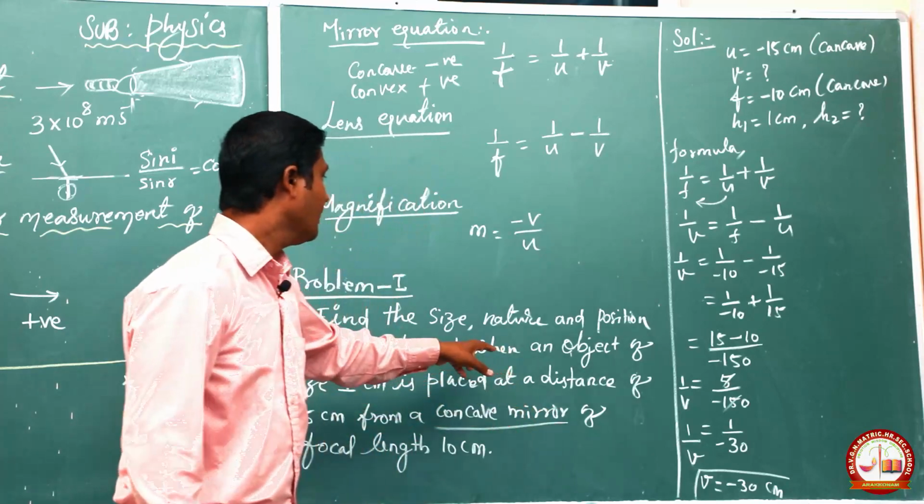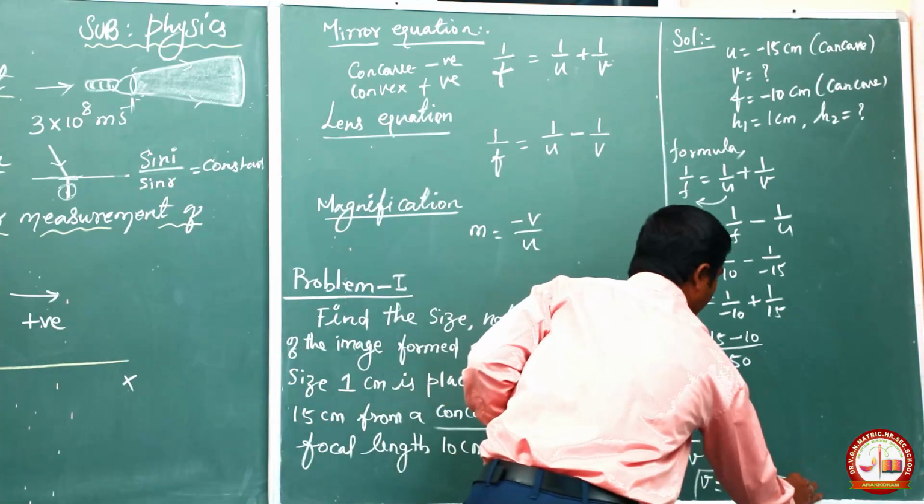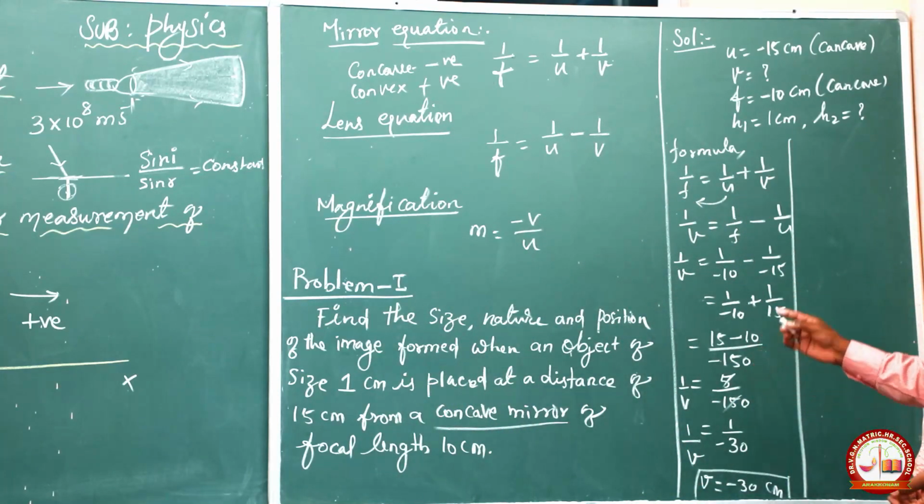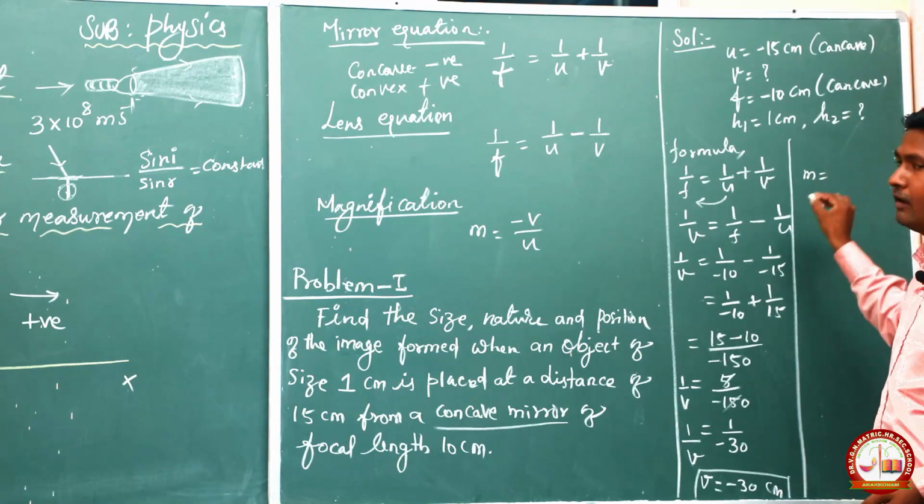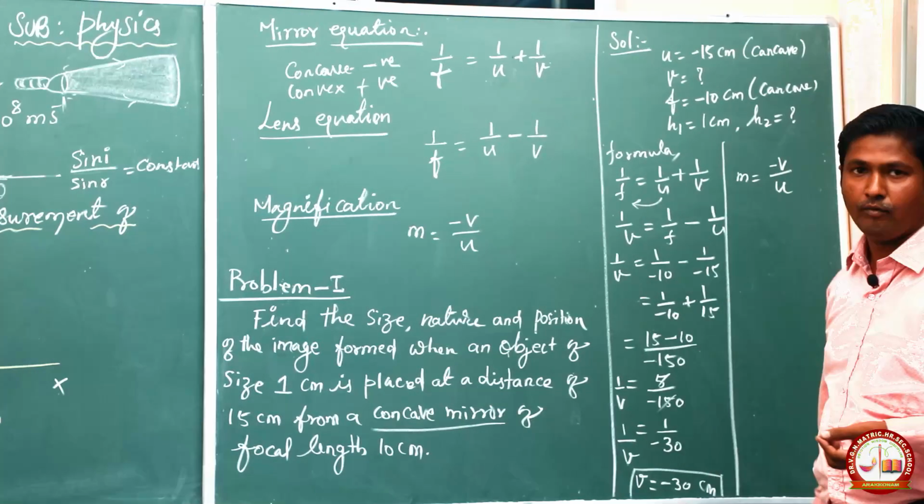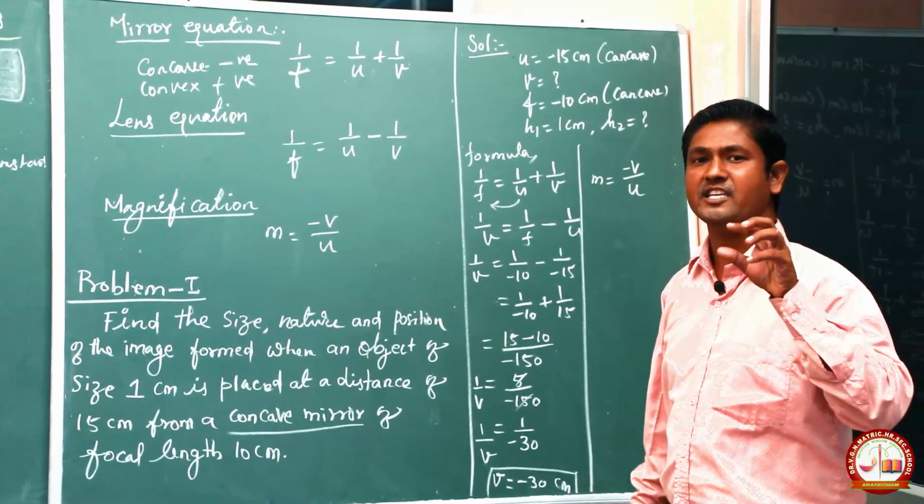Next, go to the position and size of the image. So next, write the magnification formula. What is the magnification formula? M equals minus v divided by u. What is this v? V is the distance of the image.